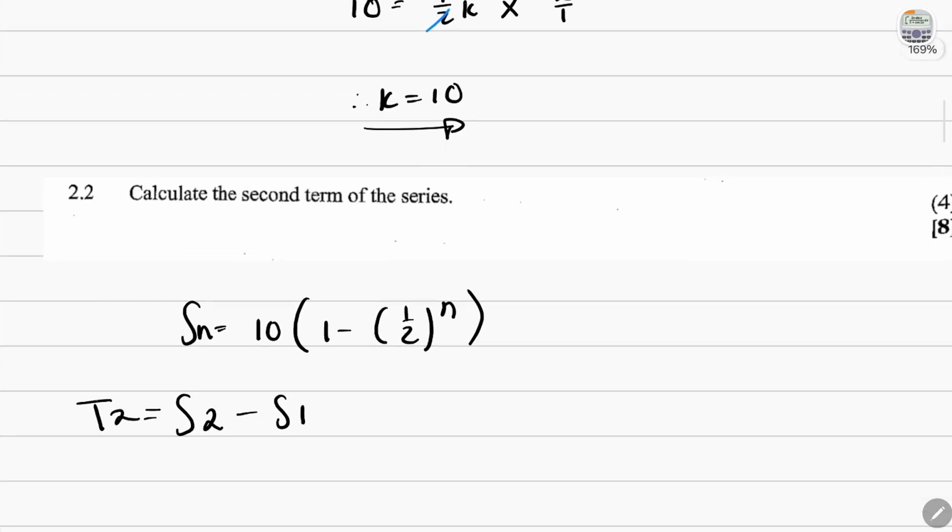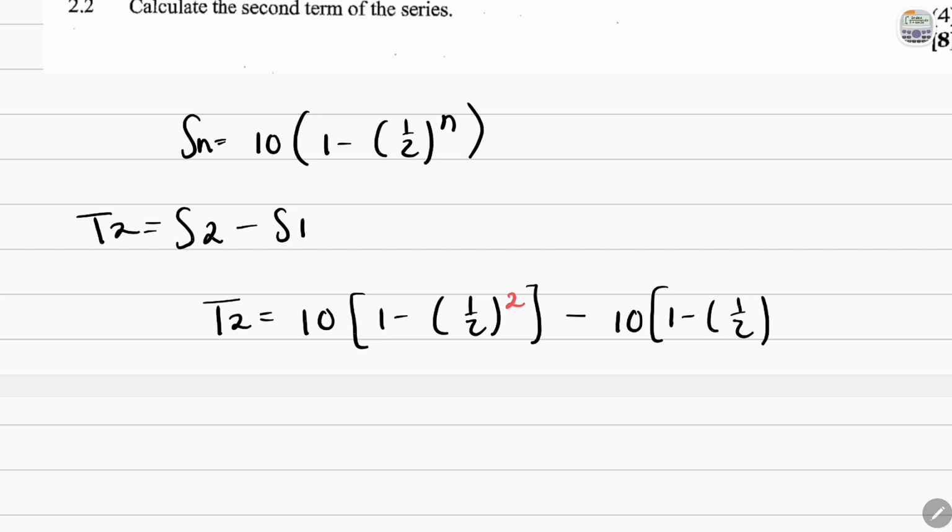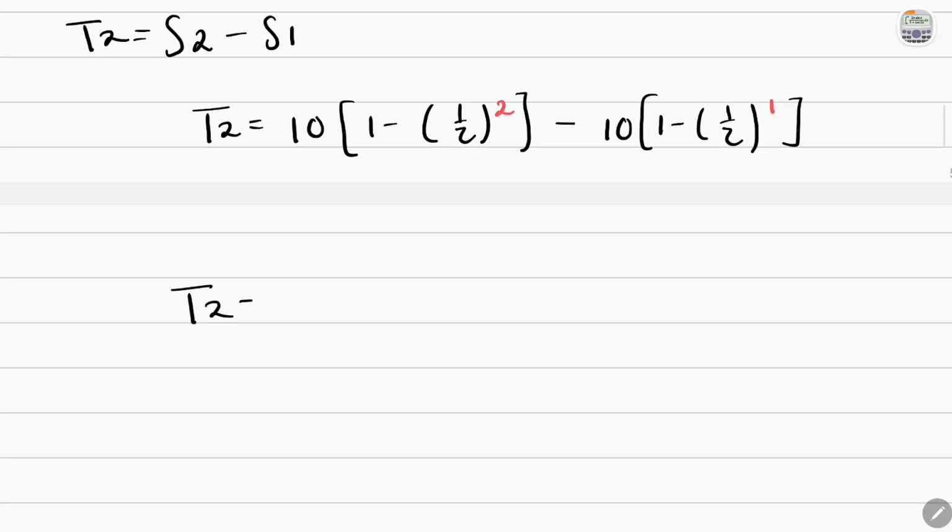And this is what we're going to do. To find the second term, this is 10 times 1 minus a half raised to the power of 2, since I'm saying the sum of two terms. And then we're going to say minus the sum of one term. So in place of n, we substitute 1. So that is 10 multiplied by 1 minus a half raised to the power of 1. And we would find our answer like this. I'll just find them separately first.